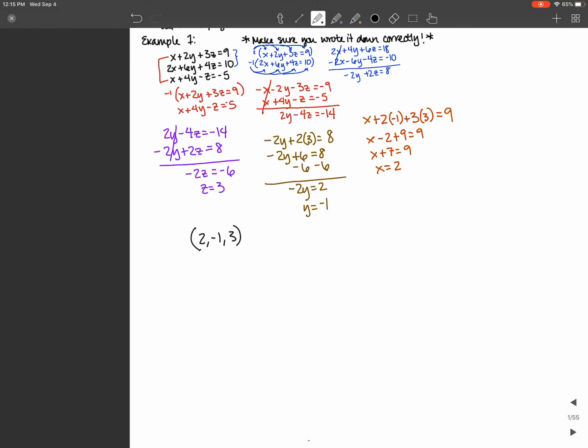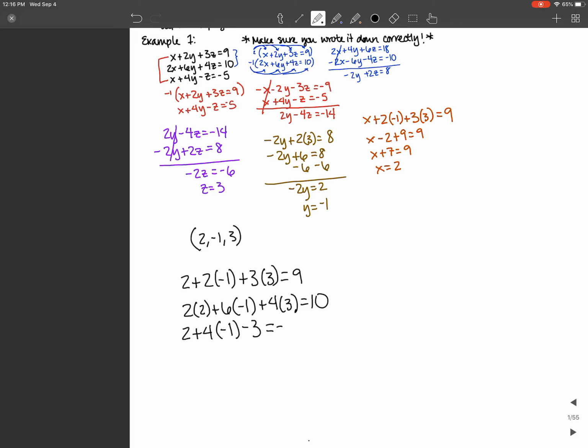On paper, just very quickly, 2 plus 2 times negative 1 plus 3 times 3, that should give me 9. 2 times 2 plus 6 times negative 1 plus 4 times 3, that should give me 10. And 2 plus 4 times negative 1 minus 3, that should give me negative 5. And then we just check each one of them, and if it works for all 3 equations, then we know we're good.